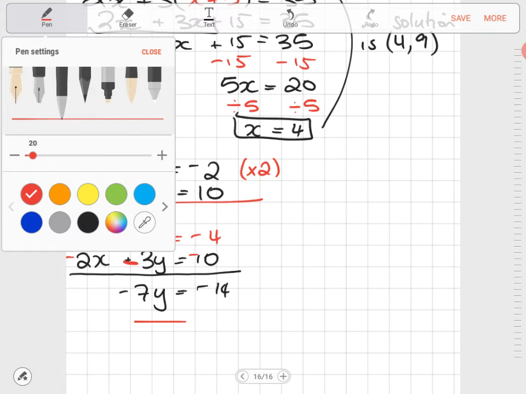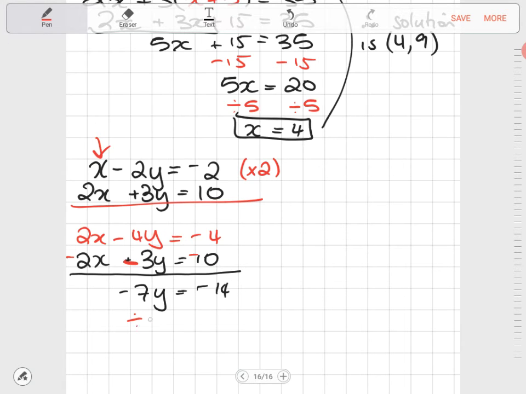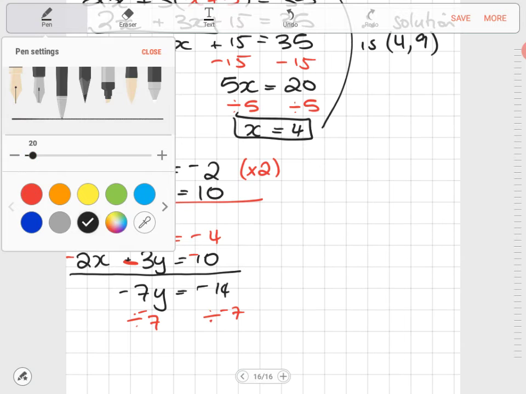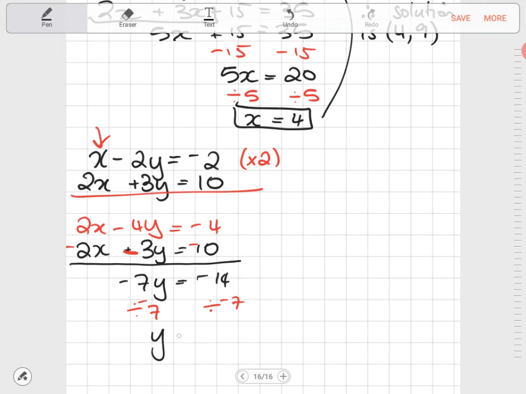Now we are going to divide by negative 7. And we get y is equal to 2. And then we're going to choose one of the equations, whatever one is easiest, to substitute that in. I am personally going to choose that first one because it means I do not have to divide by 2 later on to find what x is.